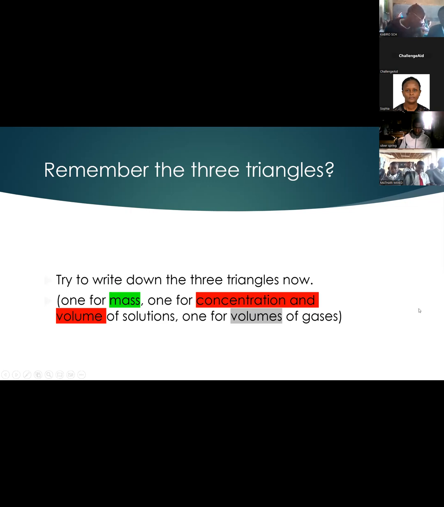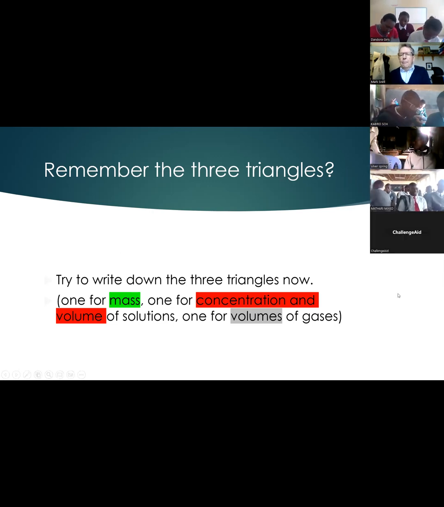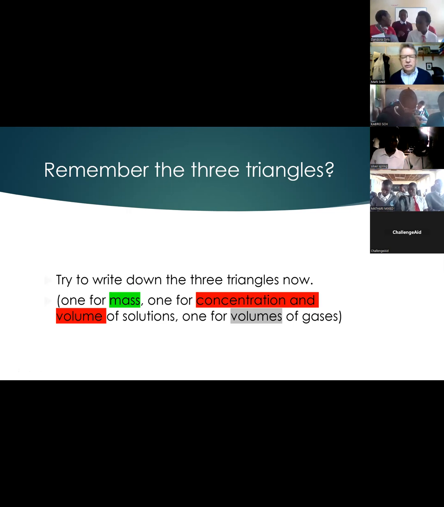Can you remember the triangles? If you can't, don't worry. We will look at them. We will look at all of them. Silver Spring, I don't know if you were here when we did this. The 3 triangles are very useful. They are ways of calculating the number of moles of a chemical, whether it is a solid, a solution, or a gas. Oh, Dandora girls have an answer.